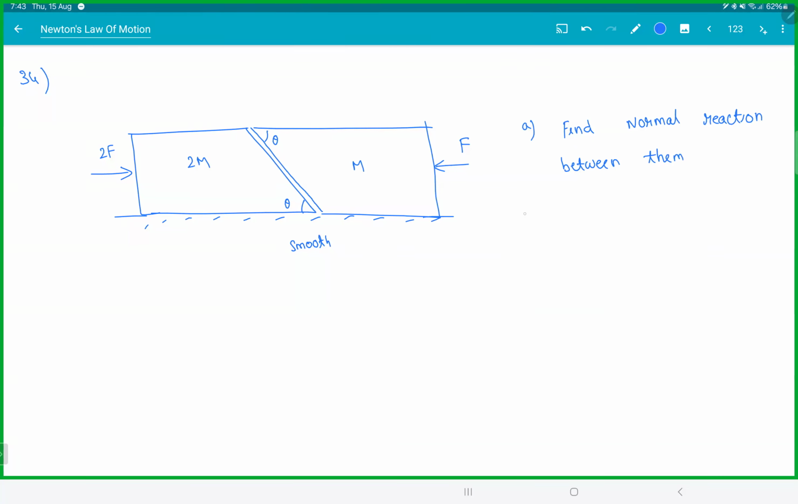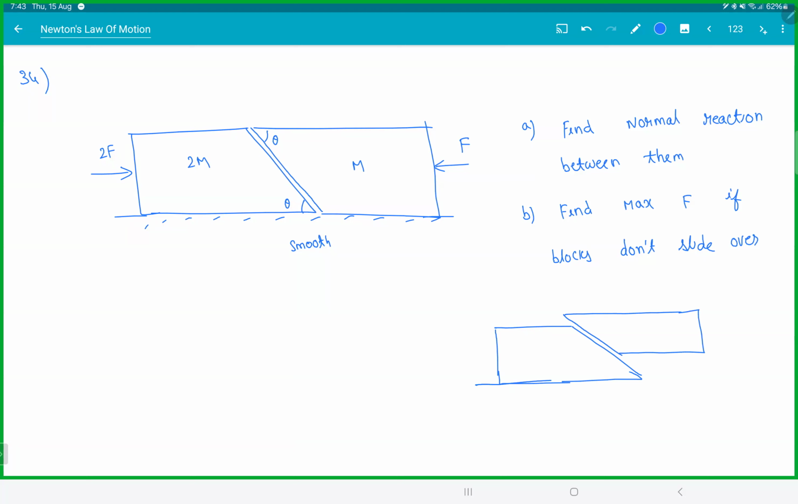That is the one part. Second thing, find the maximum F, if blocks don't slide over each other. Meaning, if you apply too much force, there is a possibility that it can become like this. Does this make sense? If you apply too much force, there is a chance this will start climbing the other block. I don't want this to happen.